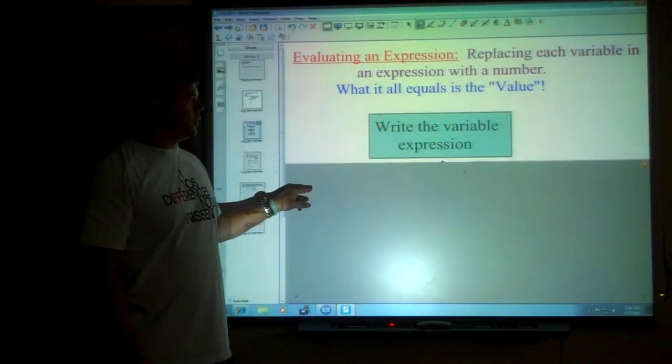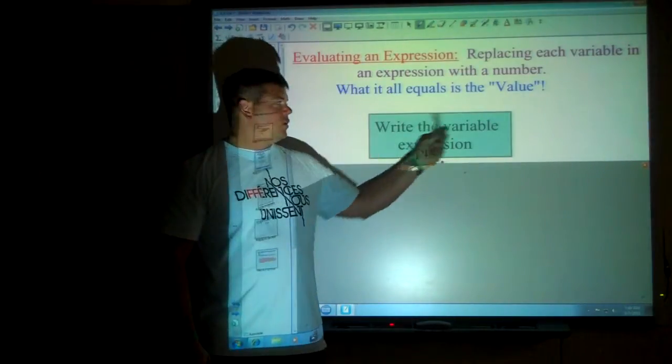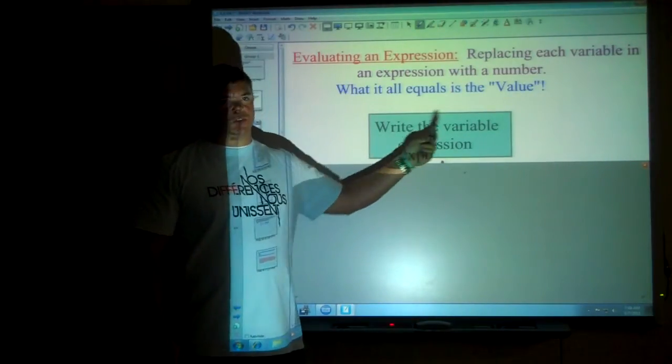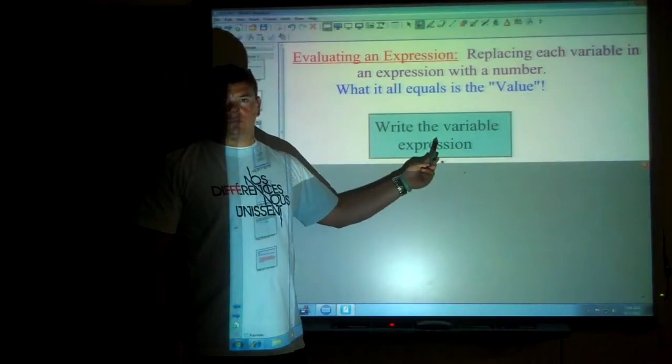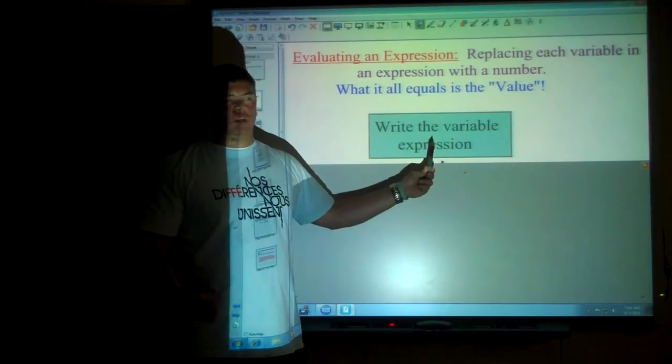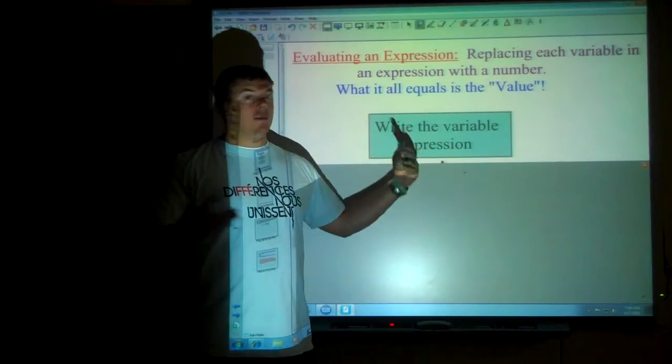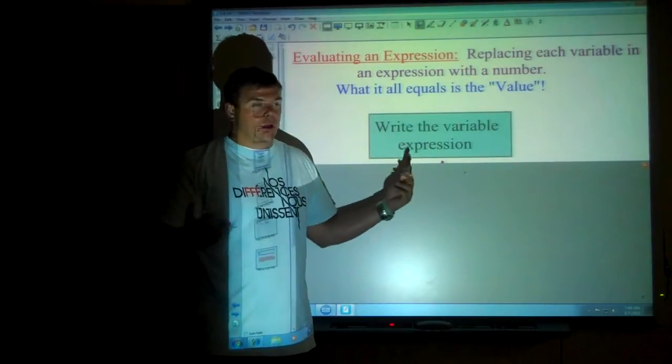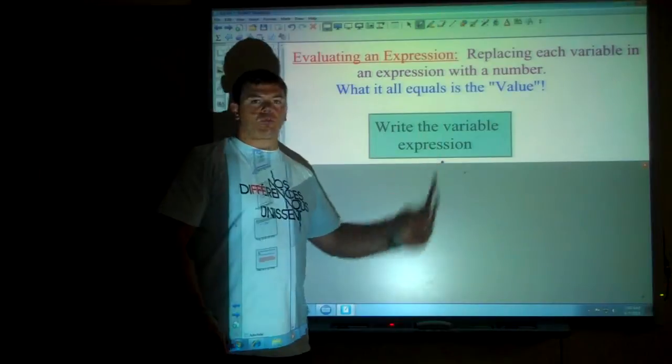So here's the first thing we want to do. We want to write the variable expression. Remember, this has no equal sign. So this might have letters, variables. It might have operation signs, addition, subtraction, multiplication, and division. And it might have numbers. It might have a combination of them. It might have only one of them. You don't know. But whatever it is, that's the variable expression.